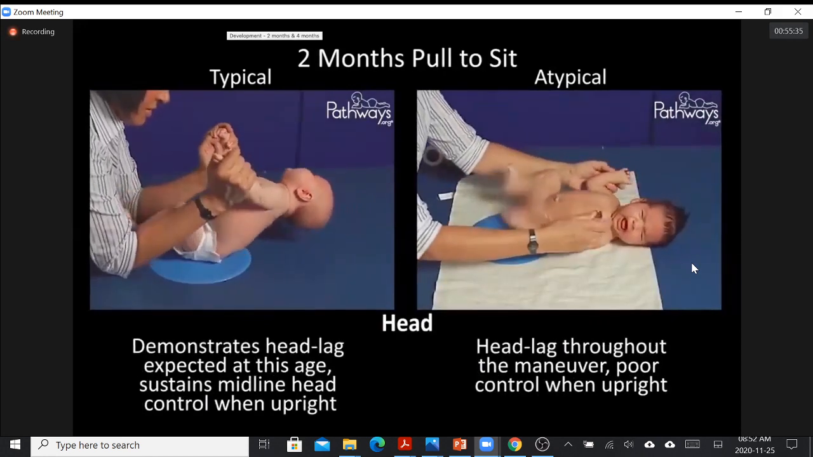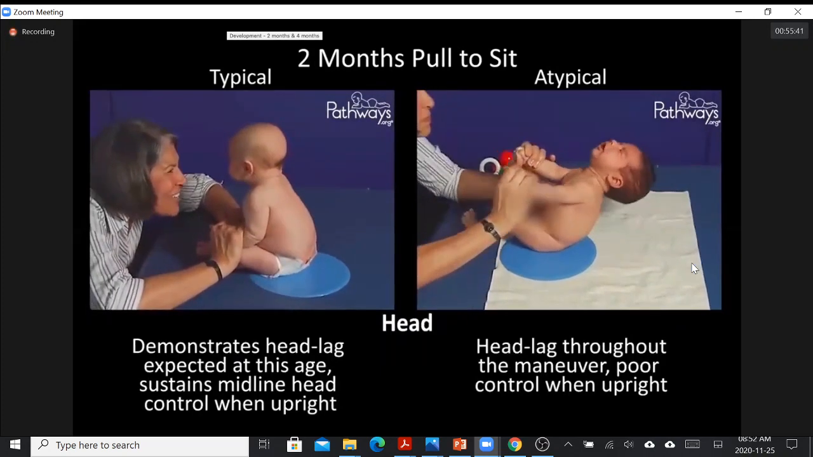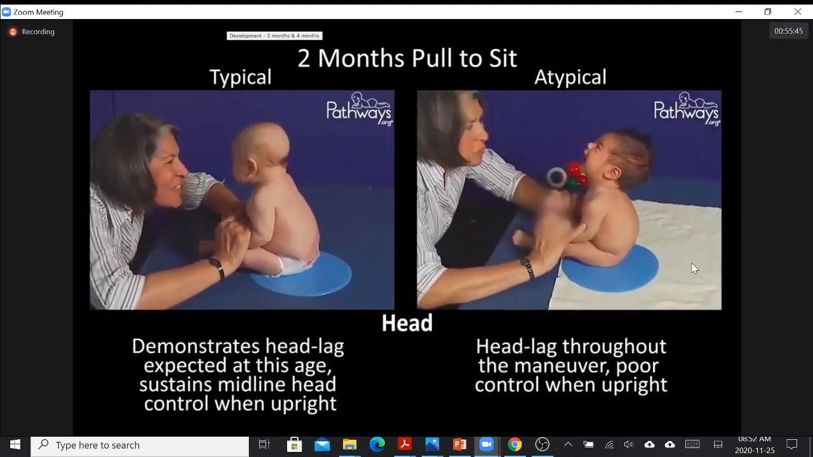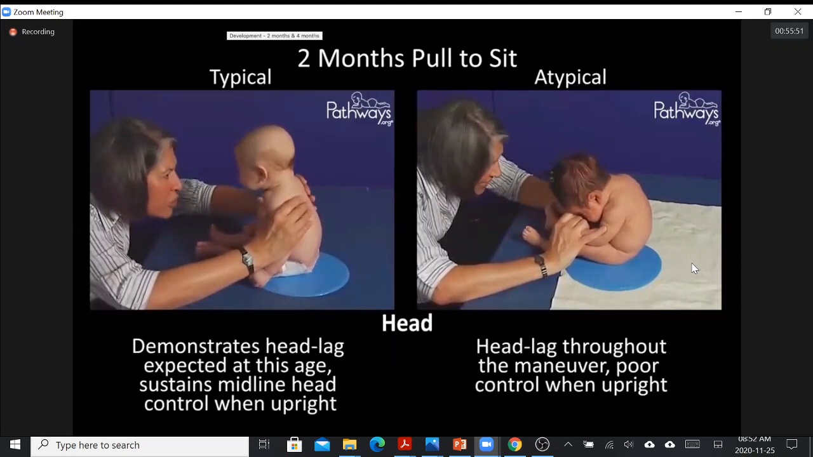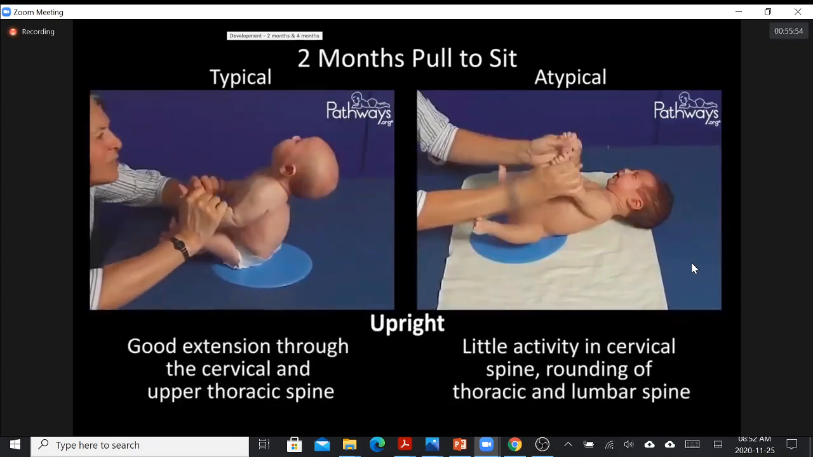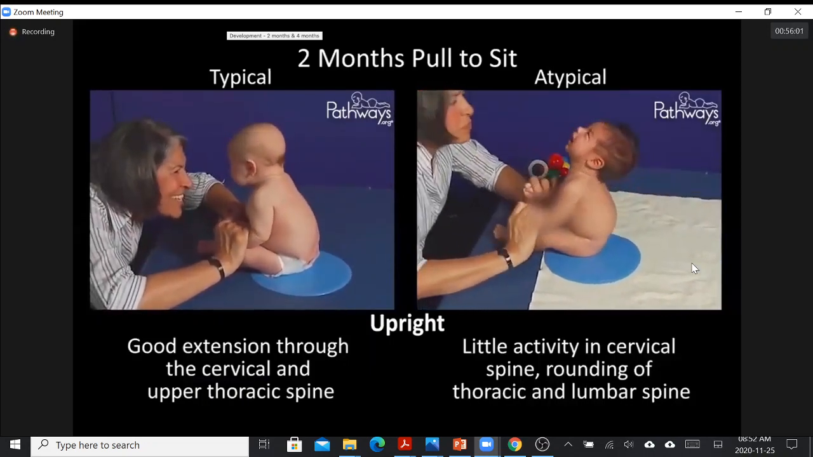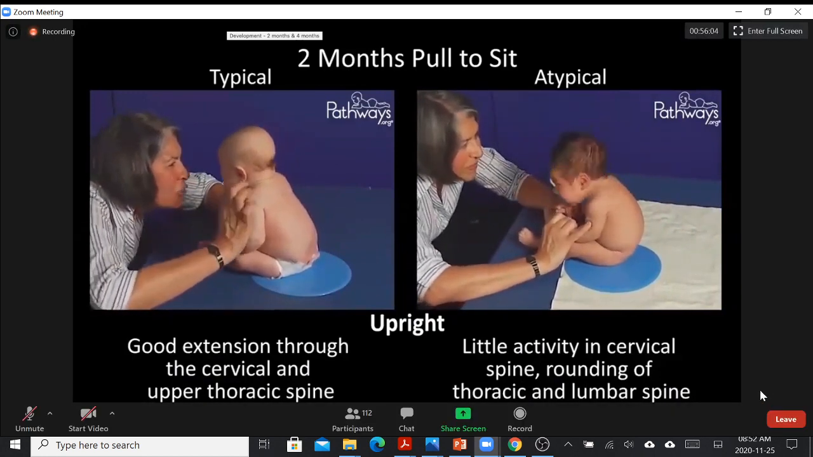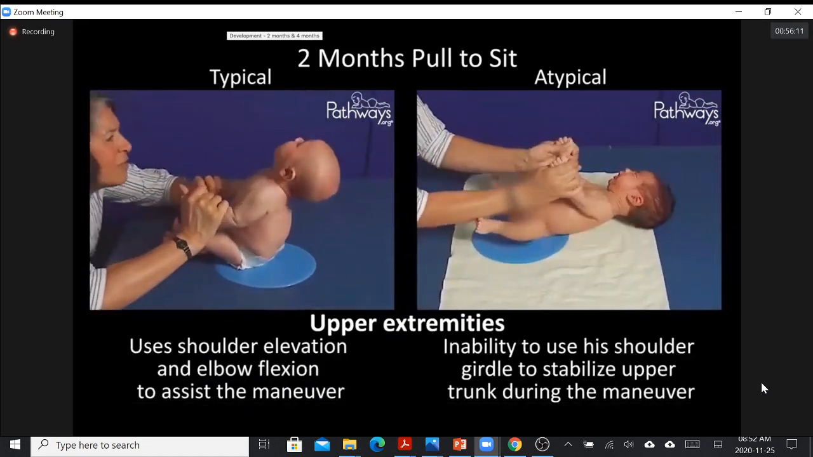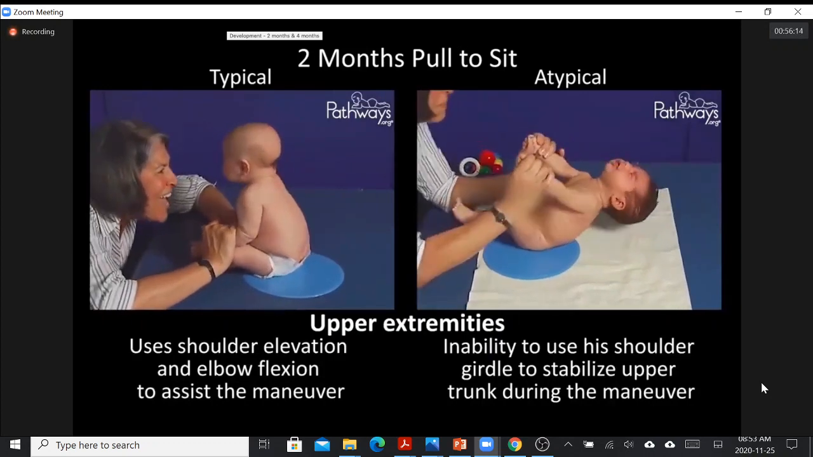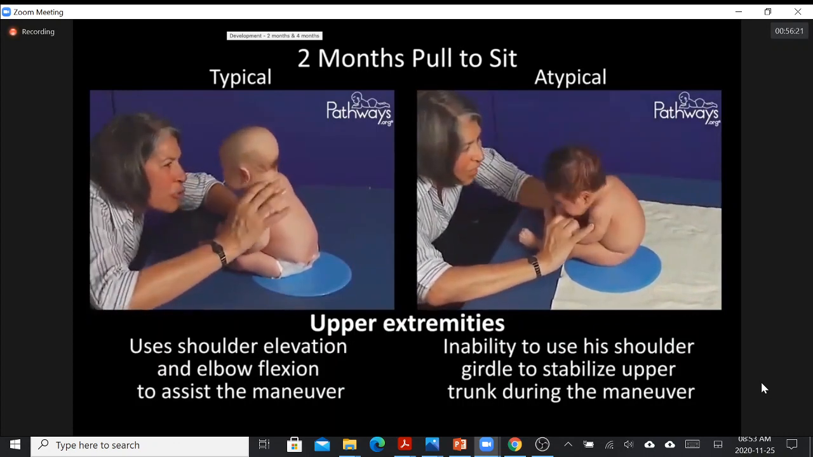Position 4, pull to sit. Head. The typically developing baby demonstrates head lag, expected at this age. He sustains midline head control when upright. The atypically developing baby demonstrates head lag throughout the maneuver and poor head control when upright. Upright. Baby on the left is upright. He has good extension through the cervical and upper thoracic spine. Baby on the right has little activity in the cervical spine and rounding of thoracic and lumbar spine. Upper extremities. The typically developing baby uses shoulder elevation and elbow flexion to assist in the maneuver. The atypical developing baby is not able to use his shoulder girdle to stabilize upper trunk during the maneuver.